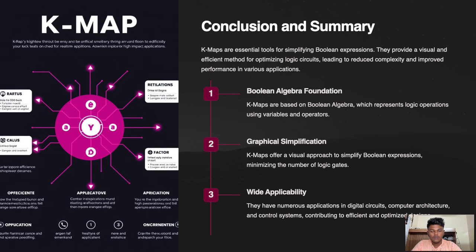Conclusion and summary. K-maps are essential tools for simplifying Boolean expressions. They provide a visual and efficient method for optimizing logical circuits, leading to reduced complexity and improved performance in various applications. Boolean algebra foundation: K-maps are based on Boolean algebra, which represents logic operations using variables and operators. Graphical simplification: K-maps offer a visual approach to simplify Boolean expressions, minimizing the number of logic gates. Wide applicability: they have numerous applications in digital circuits, computer architecture, and control systems.